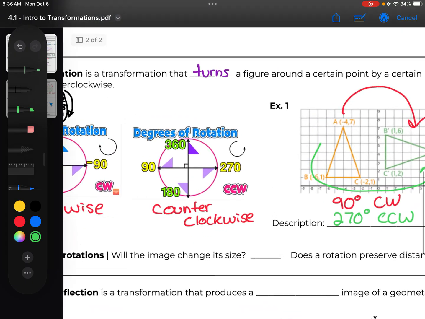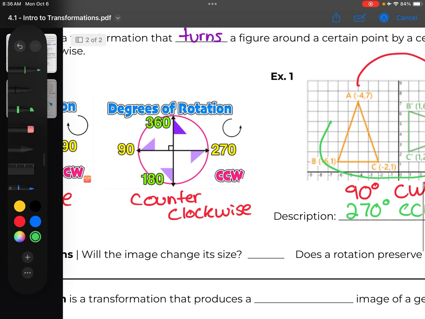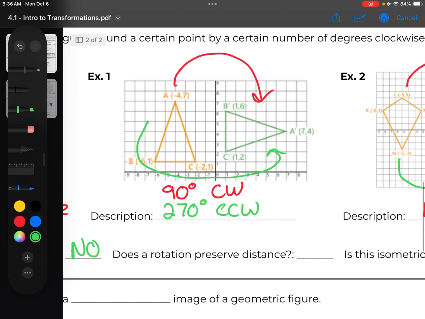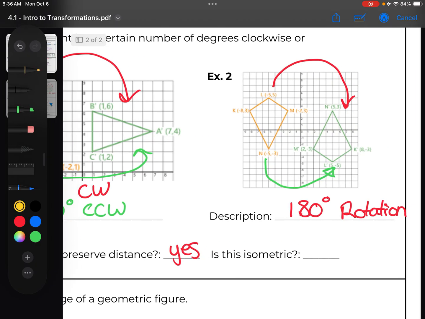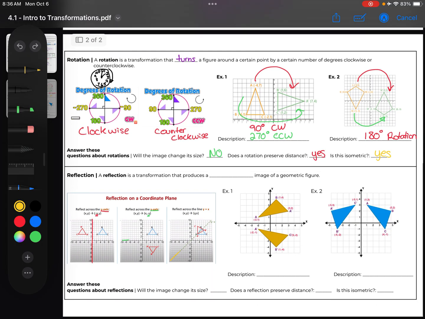Okay? So, will the image change its size? So we can clearly see here in these two examples, no, it does not change its size, okay? Does the rotation preserve distance? Yes, it preserves distance between the points. Is it isometry? Is it isometric? Absolutely yes, okay? It is a rigid motion. It preserves both sides of the shape and the angles and the distance between the 2 points. So that is a rotation.